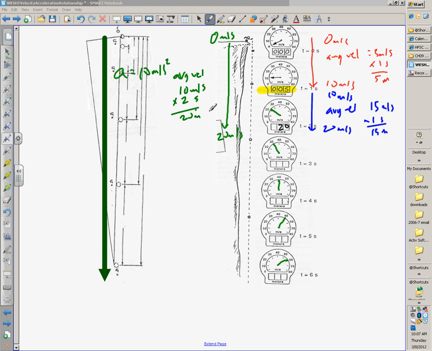Okay? That's 20. This is 45. Okay? The next one is 80. The next one is 125. The next one is 180. I did some math in my head there. Okay? All right. So, those are the answers to the odometers.